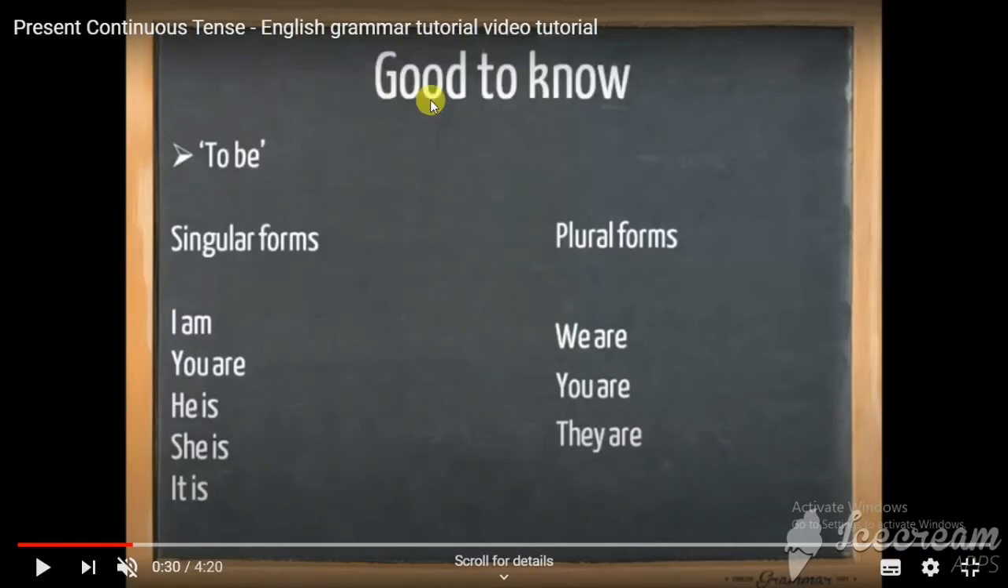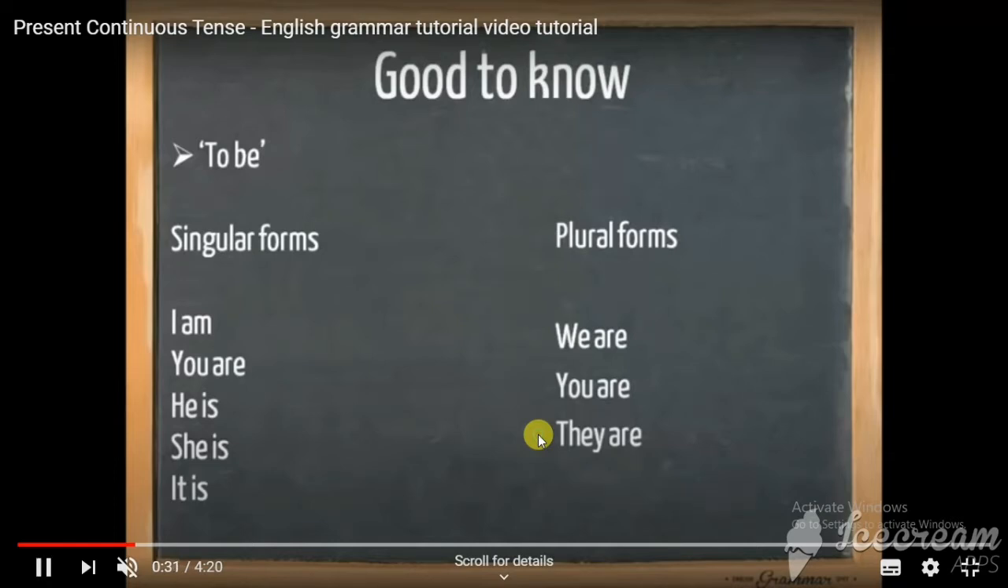Before we get started, it's good to know the forms of the verb to be in the singular and plural forms. Singular forms: I am. You are, you singular form are. He is, she is, it is. The plural form: we are, you are, they are.